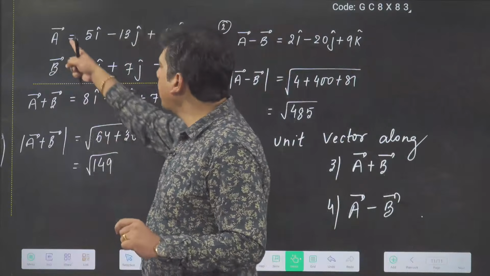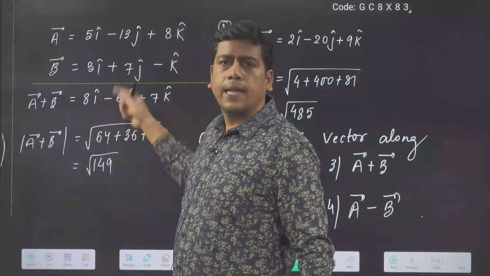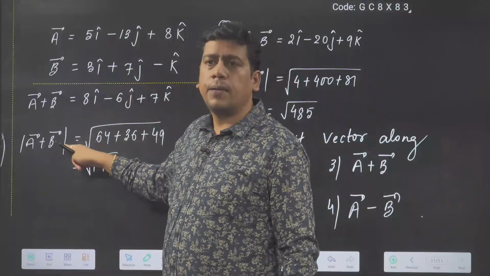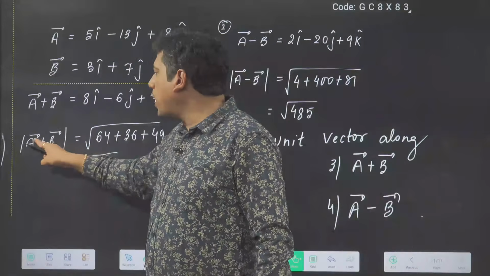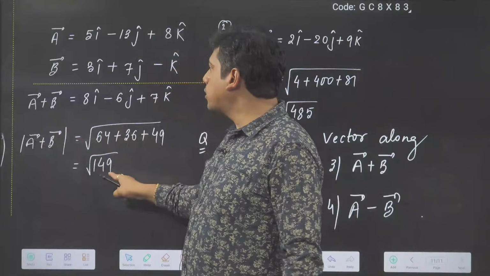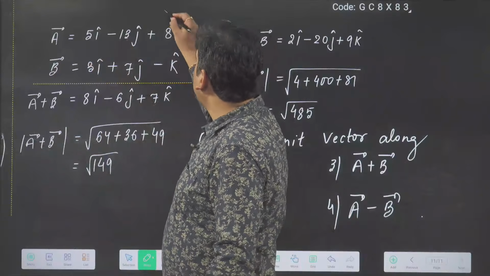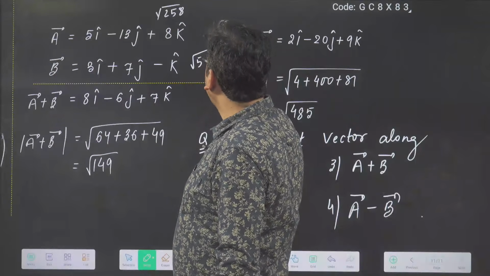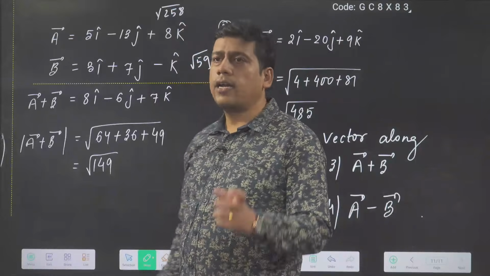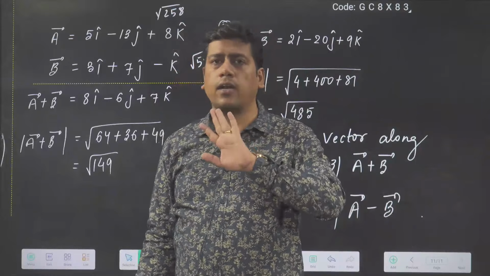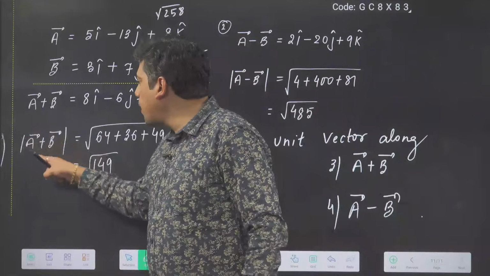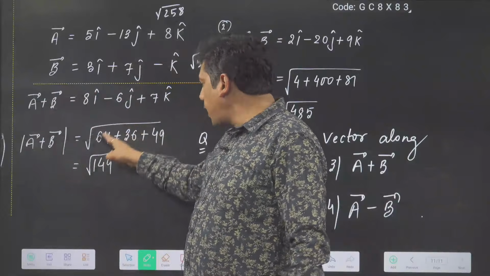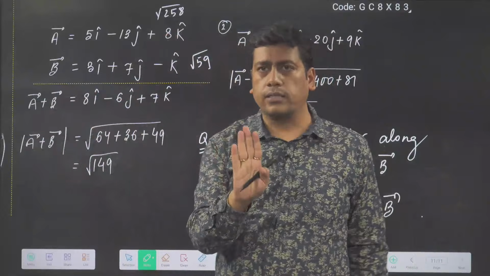Correct? How to find A vector plus B vector? Like this: add i with i, j with j, and k with k. Then you find the magnitude of A plus B. If you find the magnitude of A vector plus B vector, don't do this thing. Sir, this was root 258 and this was root 59, let's add them, root 258 plus root 59. No. How to find the magnitude of A vector plus B vector? Find the vector by adding, and then find the magnitude. Don't add the magnitudes. Please understand.